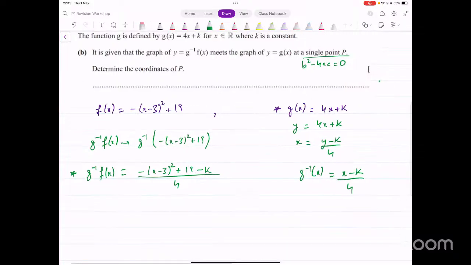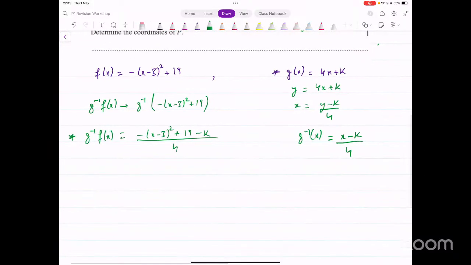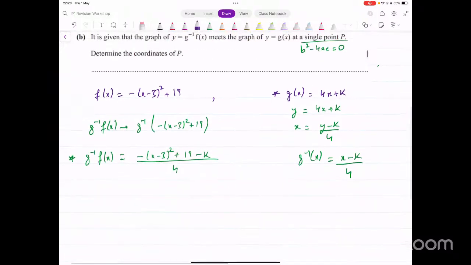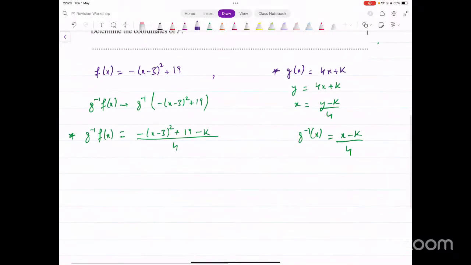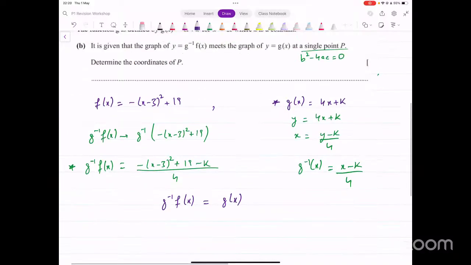So when we equate those two functions, we put b square minus 4ac equal to 0 to find the value for k first of all. So we've got this equation: g inverse of f of x should equal 4x plus k, that should equal g of x. We're talking about these two graphs meeting. That means when we solve them simultaneously, the solutions we get represent the points of intersection.